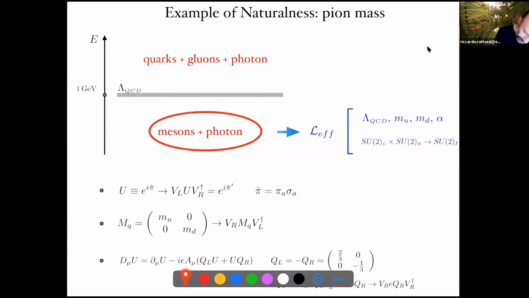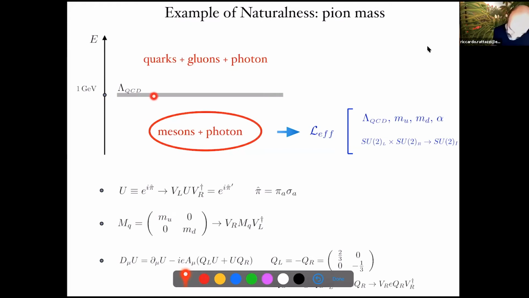So the microscopic theory is the theory of quarks, gluons, and the photon. This theory has one coupling, the strong coupling, which becomes strong around 1 GeV. There you have a rearrangement of degrees of freedom, as I said. And from that scale below, you have bound states, the mesons, the pions, and the photon.